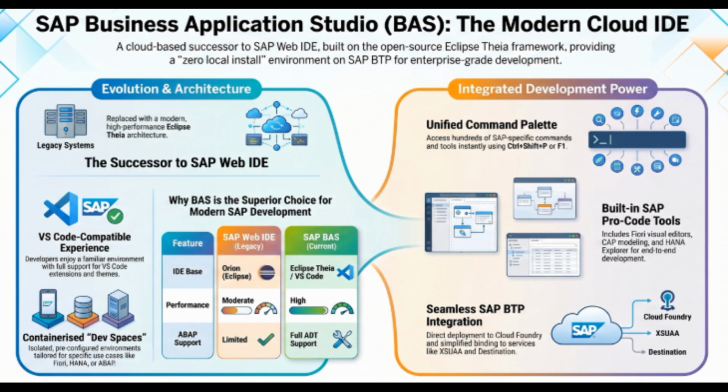Exactly. Okay, so we've got our customized kitchens set up, but what are we actually cooking? We need to look at the two massive pillars of SAP development. Yeah. The user interface, which is Fiori, and the back end, which is ABAP. Let's start with Fiori. It's SAP's UX framework based on UI5. And BAS fundamentally changes how you build those interfaces. It provides the Fiori application generator wizard, right? It automatically scaffolds your project folders.